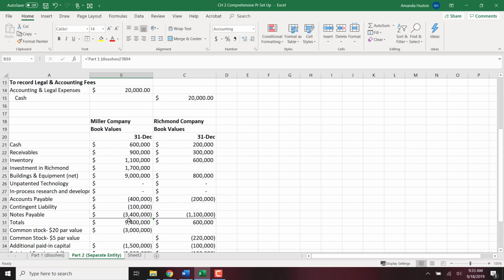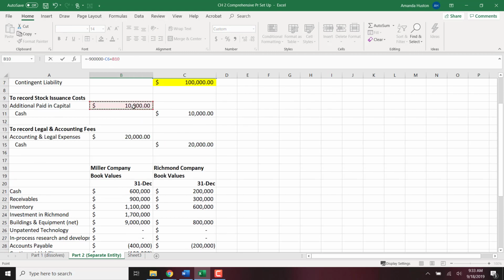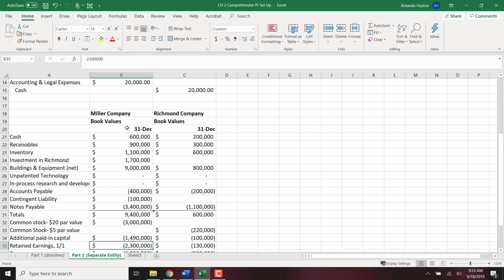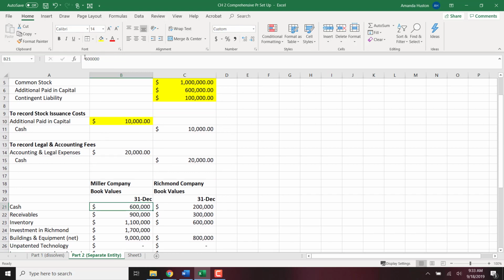All right, I'm going to make sure the totals are right. Yep. And now we're going to adjust for the stock issuance cost. Since this is a debit to additional paid in capital, we're going to add it because these are negative numbers. So additional paid in capital should be 1,490,000. Then we're going to have to adjust the cash balance. This is going to subtract from cash because we're taking away cash.